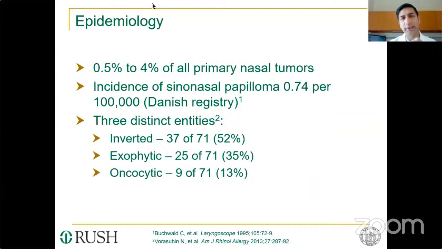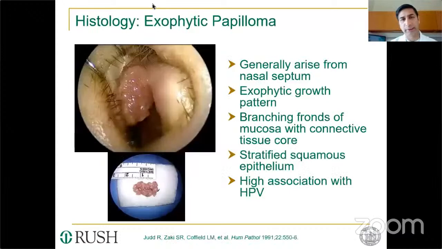So this is the most common benign primary nasal tumor. The Danes keep an amazing registry, and when you look at their data, the incidence of sinonasal papilloma is roughly 1 in 100,000. So not an incredibly common entity, but something that most of you have encountered, I'm sure, many a time. And as you know, there are the 3 distinct varieties: inverted, which is clinically the most relevant, exophytic, and then the oncocytic variant, which is slightly less common. Let's look at these 3 briefly from a histologic standpoint.